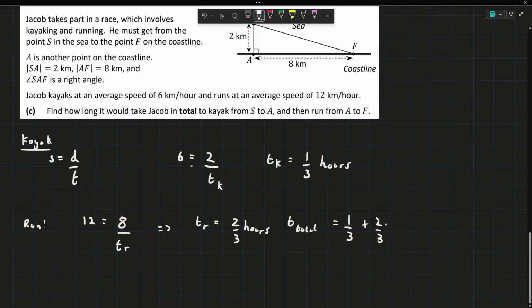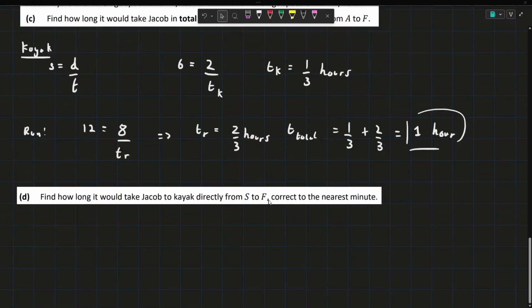So the time will work out to be hours. And then when you add the two times together, you get a total time of 1 hour as your final answer. So then we're asked how long would it take for him to kayak directly from S to F.